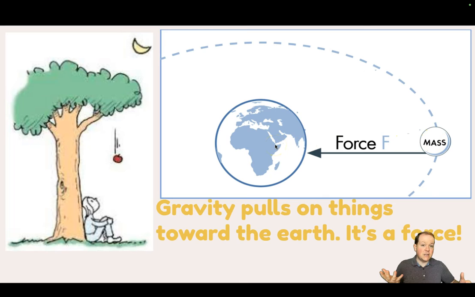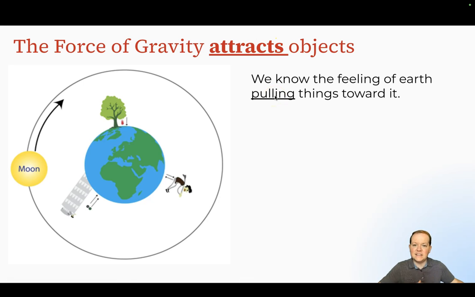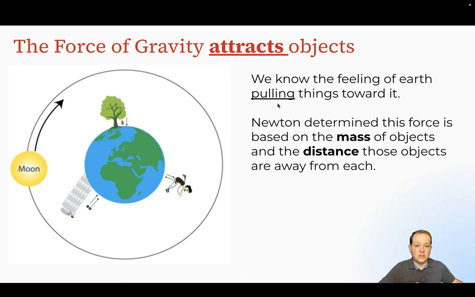It's a force because we learned that anytime you're pulling or pushing something, that is a force. So the law of universal gravitation has to do with a force, okay? The force of gravity attracts things. Again, probably not super shocking to you based on your everyday life. You wouldn't expect something to repel away from the earth because gravity is always an attractive force. It brings things toward one another. Okay, we know the feeling of the earth pulling things towards it.